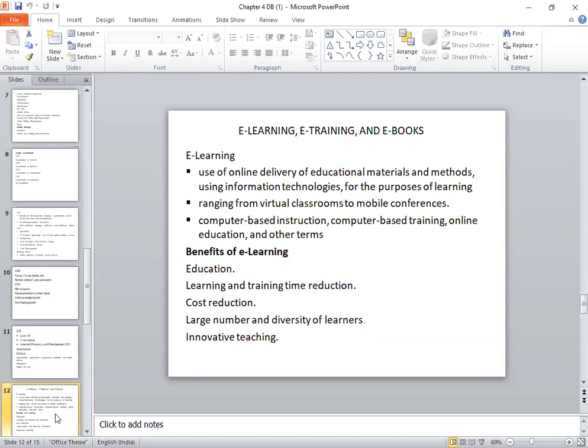It includes the computer-based instructions, training. Now here, if given an option for you, would you prefer e-learning?